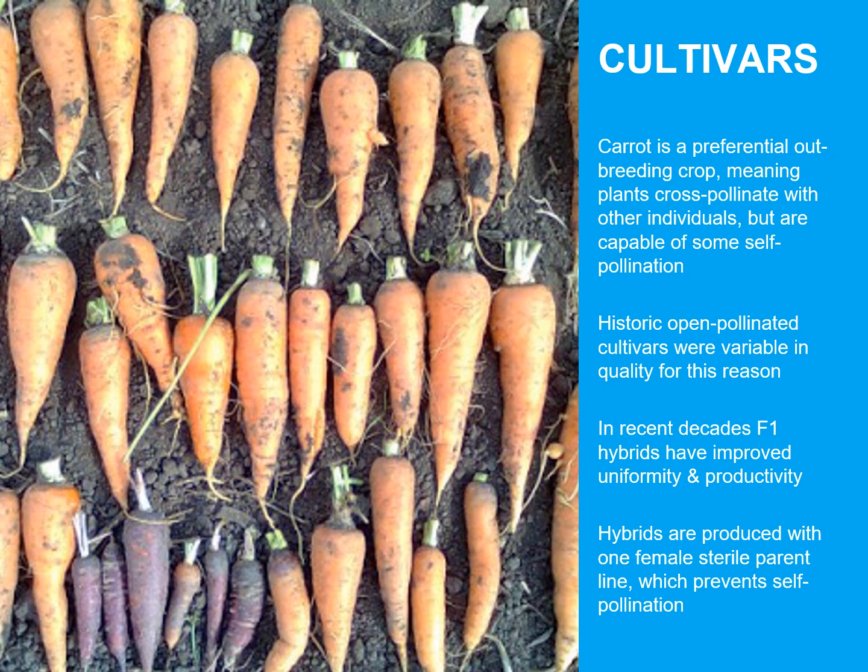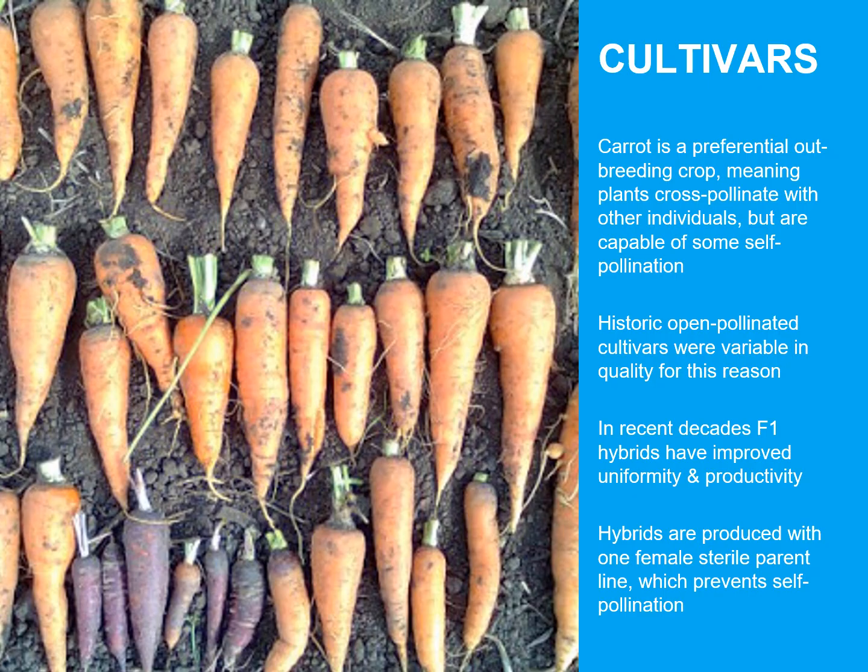So in terms of the different varieties of carrot which can be bought commercially as commercial seed, carrot is what's called a preferential outbreeding crop, meaning that it prefers to cross-pollinate, but it is possible also for it to self-pollinate. So when conducting plant breeding and producing new cultivars, this can be quite problematic, as the breeder can't control the direction of the cross very well.